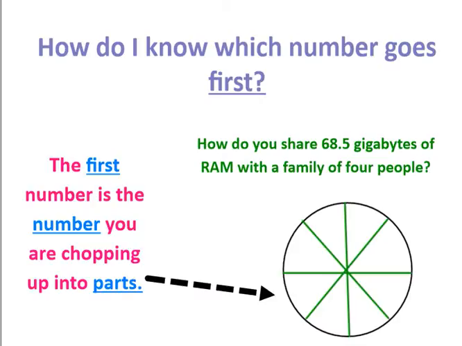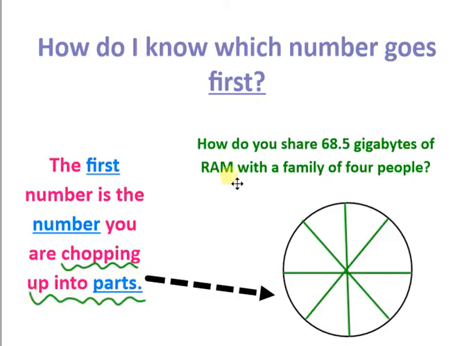Okay, all right, as our last bit of business before we get started, as with dividing fractions, we need to know which number goes first when we are dividing decimals, and we're going to use the same rule that we talked about when we're dividing fractions. So which number are we chopping into parts? Which number are we splitting up? Which number are we spreading out? Which number are we dividing? Which number are we sharing?